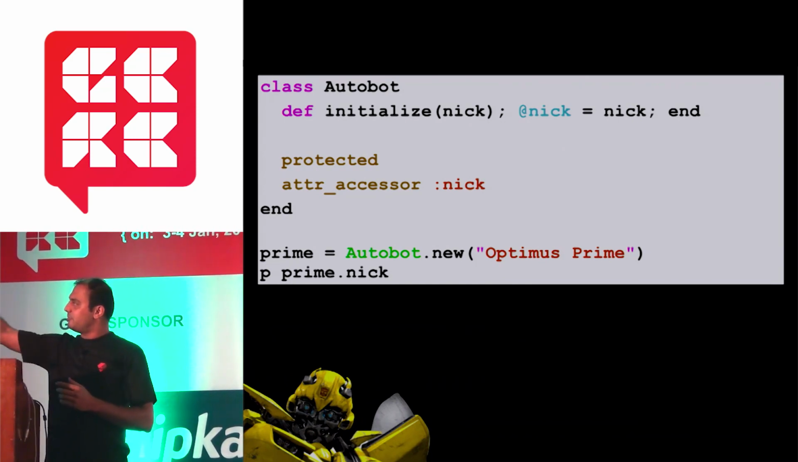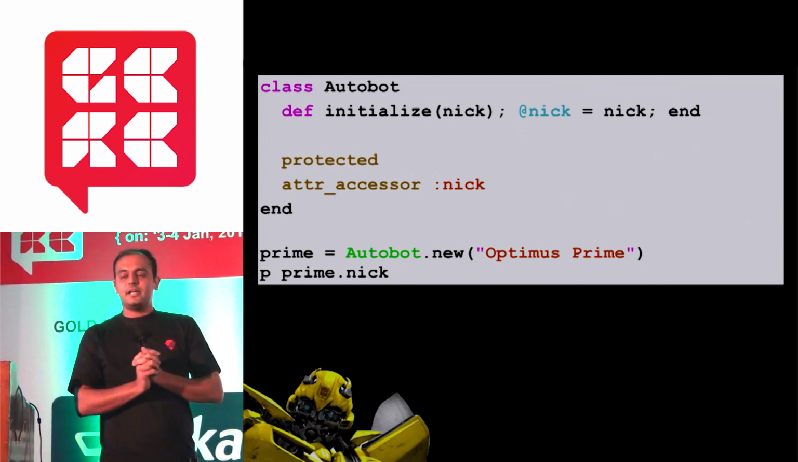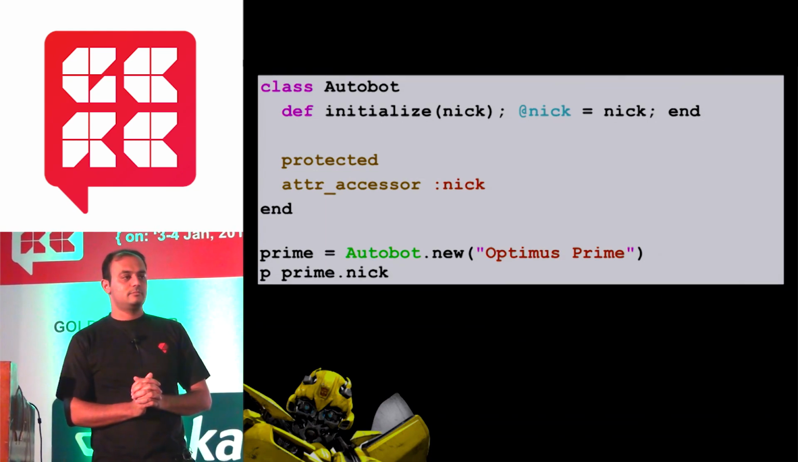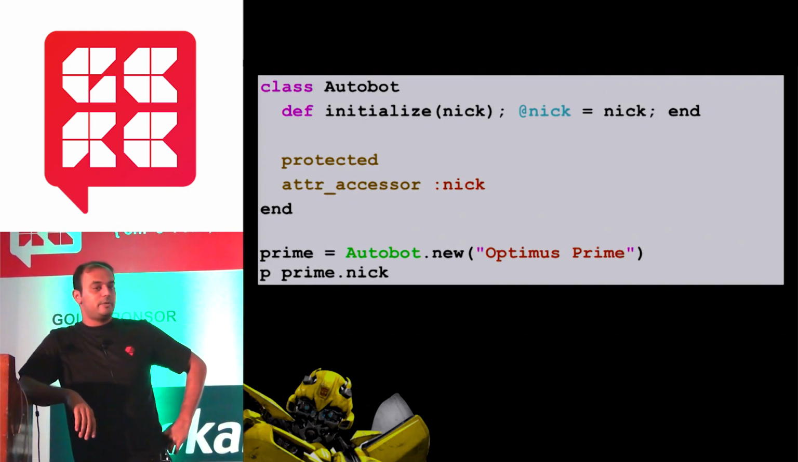Simple example, for the sake of brevity, I put the initializer in one line. What is the output, people? Don't be shy. You have Bumblebee to help you out.